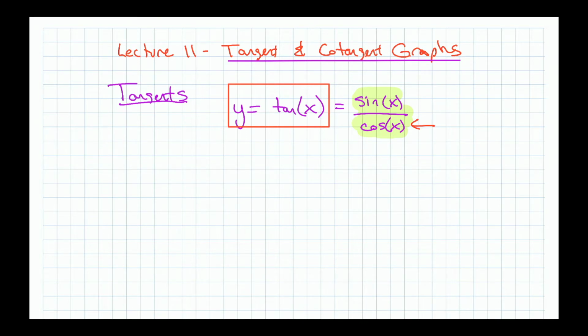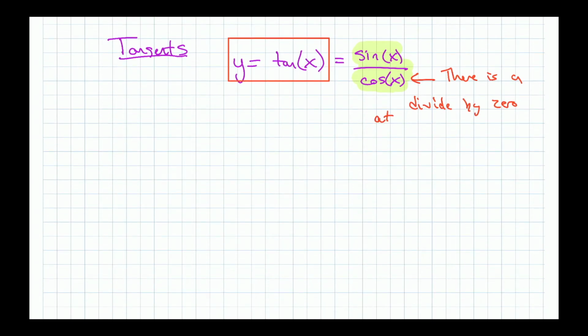So let's see. There is a divide by 0 problem at, well, what x values? So any x value where the cosine is 0. So that's actually plus or minus pi over 2, plus or minus 3 pi over 2, plus or minus 5 pi over 2, and so on. So basically all the odd multiples of pi over 2. Okay? What that does on the actual graph of this function is this.